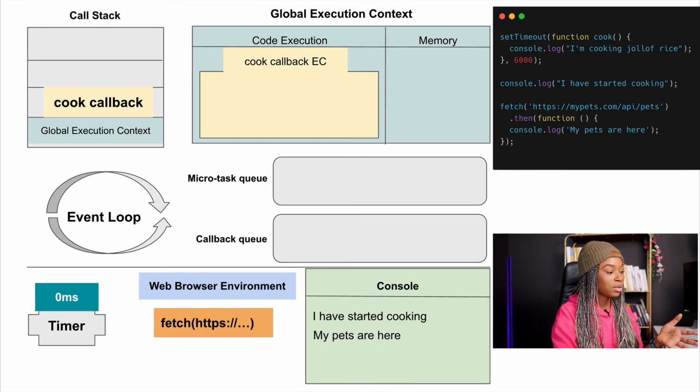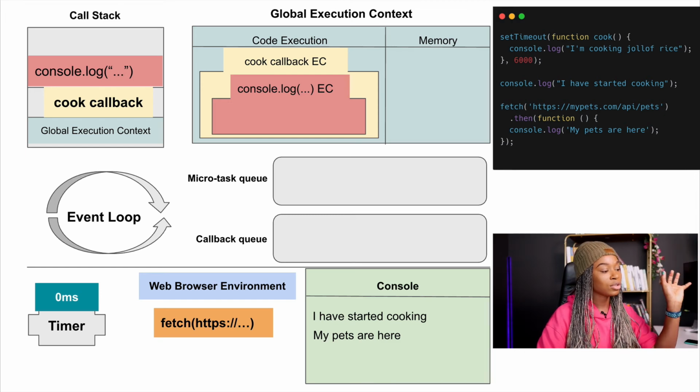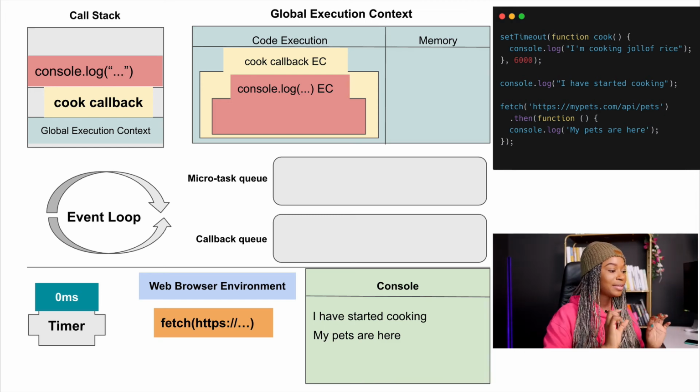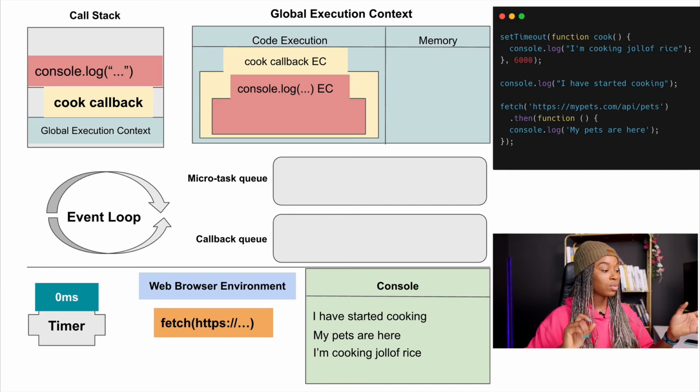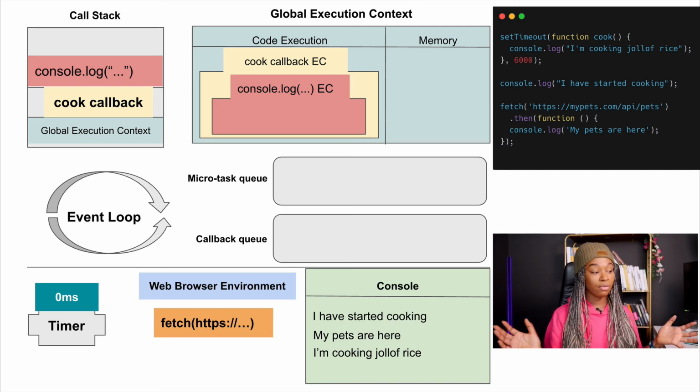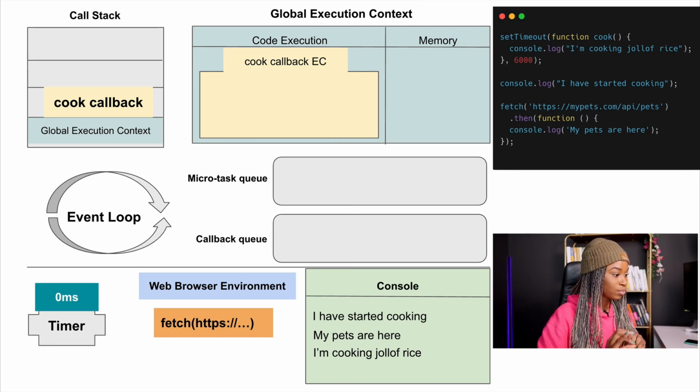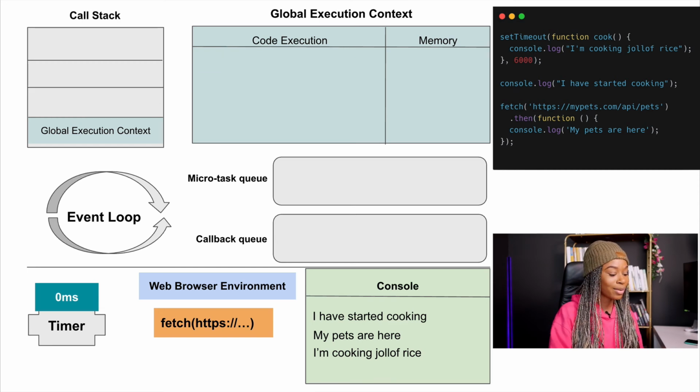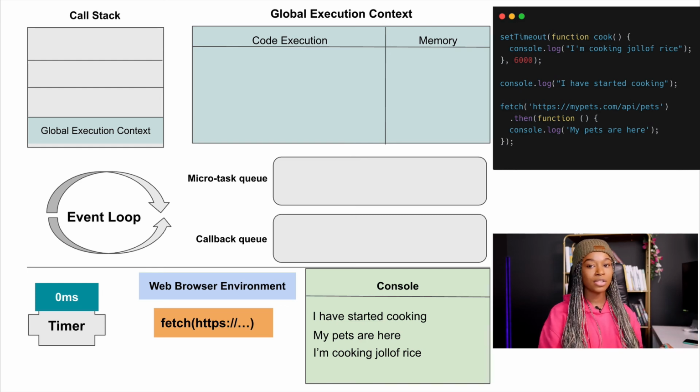And it also has a console.log statement. That's a function that gets added to the top of the call stack, and the string inside gets printed to the console. "I'm cooking jollof rice" gets printed to the console. And then the console.log function is done, so it gets popped off the call stack. And then the callback function for the setTimeout is done as well, so that gets popped off as well. Now we're back to the global execution context, and there's nothing left to run. Everything is done, so the global execution context gets removed from the call stack, and that's the end.